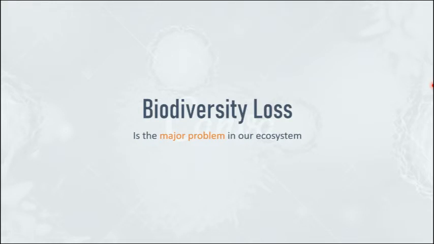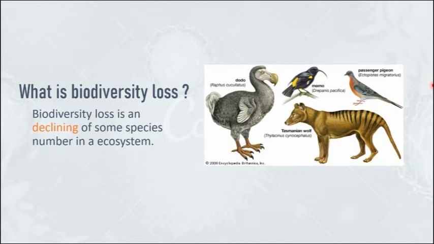Before we start, I'm going to tell you about biodiversity loss, which is a major problem in our ecosystem. What is biodiversity loss actually? Biodiversity loss is the declining of some species' numbers in an ecosystem. Like you can see over here, there are some already extinct species like the dodo, passenger pigeon, and Tasmanian wolf. They went extinct back in the day.